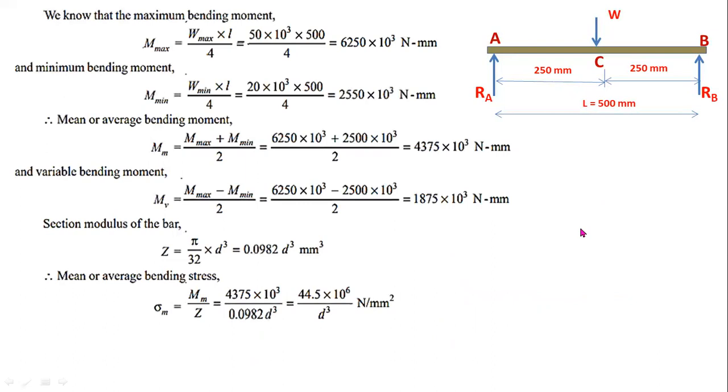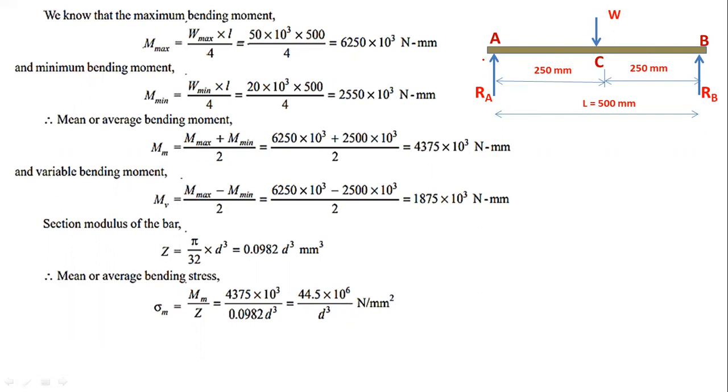Now already we know that at supports the bending moment is always 0. Bending moment at A is 0, bending moment at B is 0, because at supports bending moment is always 0. Now bending moment at C: for a simply supported beam carrying a central concentrated load, the bending moment at mid-span equals WL by 4. WL by 4 is the formula.